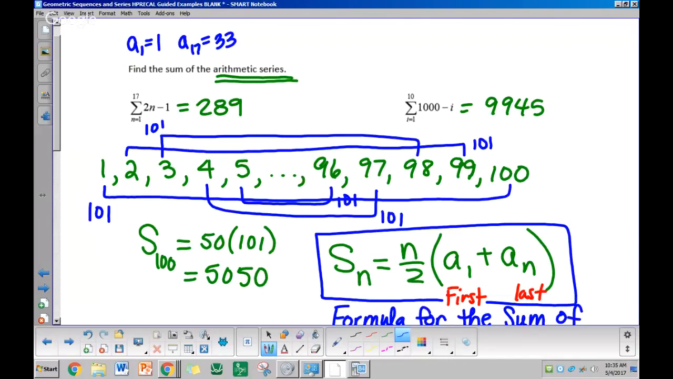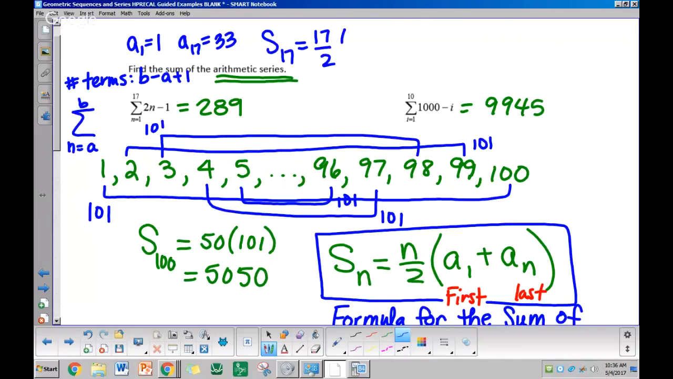So how many terms do we have? 17. The number of terms, for n equal a to b, is always b minus a plus 1. That's going to be the number of terms that you have in a series. So this is going to be 17 minus 1 plus 1, so we're going to have 17 terms. So the sum of 17 terms will be 17 over 2. This is exactly what you wanted. You wanted an odd list, didn't you?